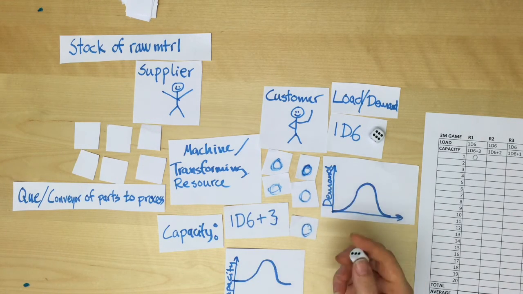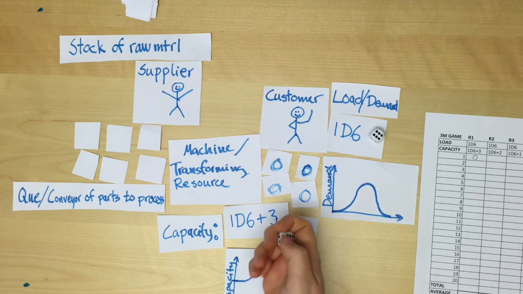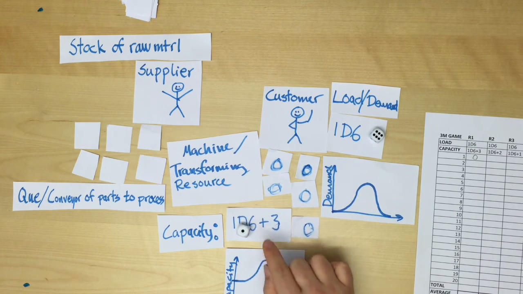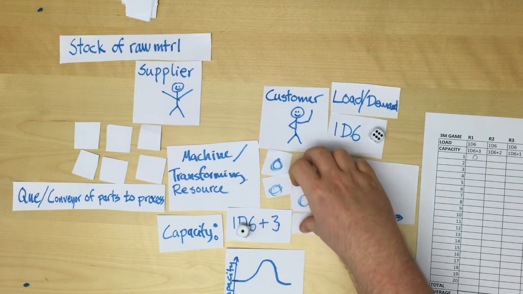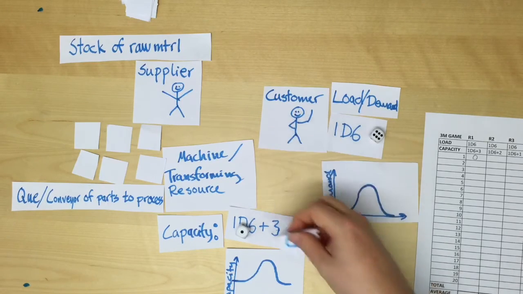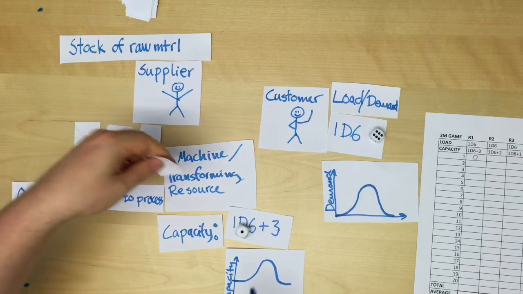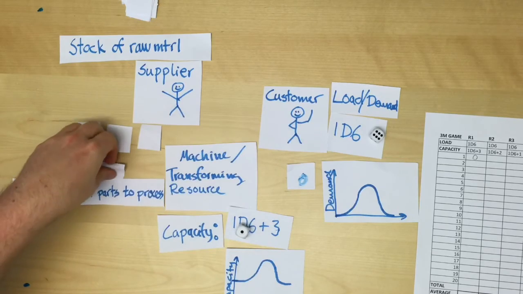Okay, and then we see what the capacity is for this turn, and let's imagine we roll and it comes out 1. So we will be able to produce 4 of these parts. Okay, so let's see what happens. Let's remove these already delivered products. So we take 1 and we do some sort of activity to this product like this.